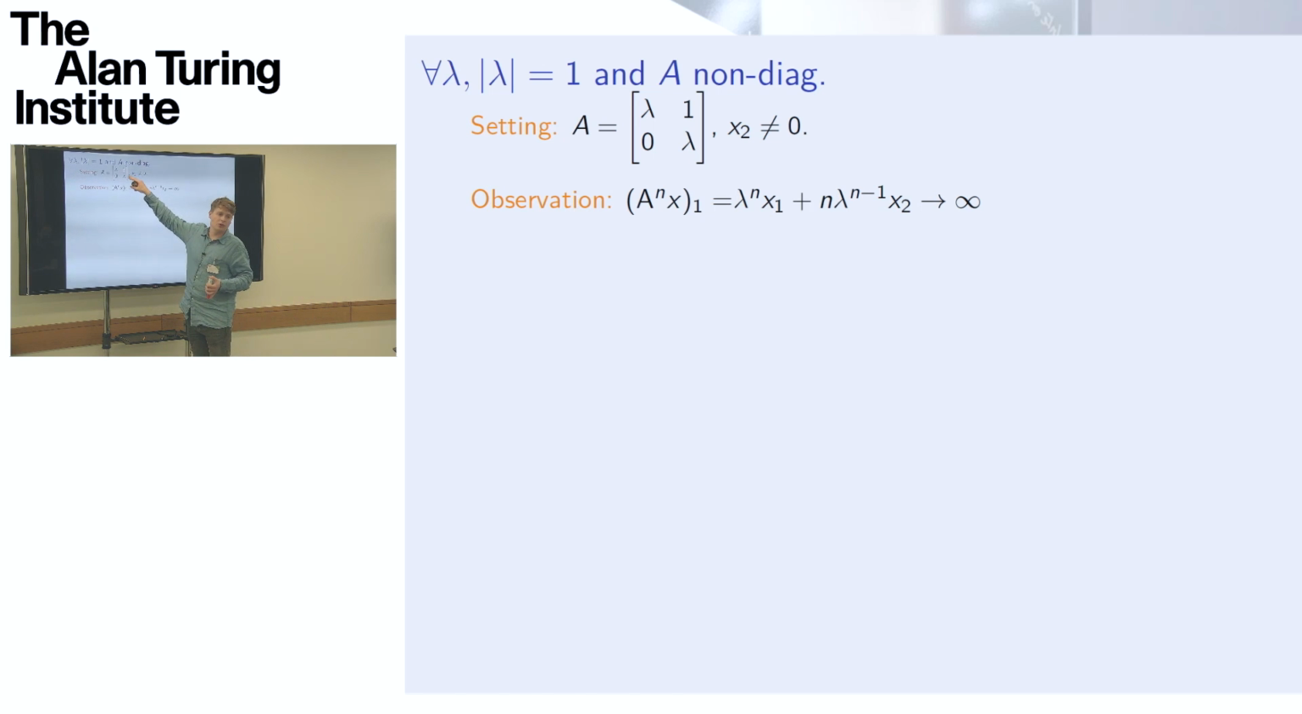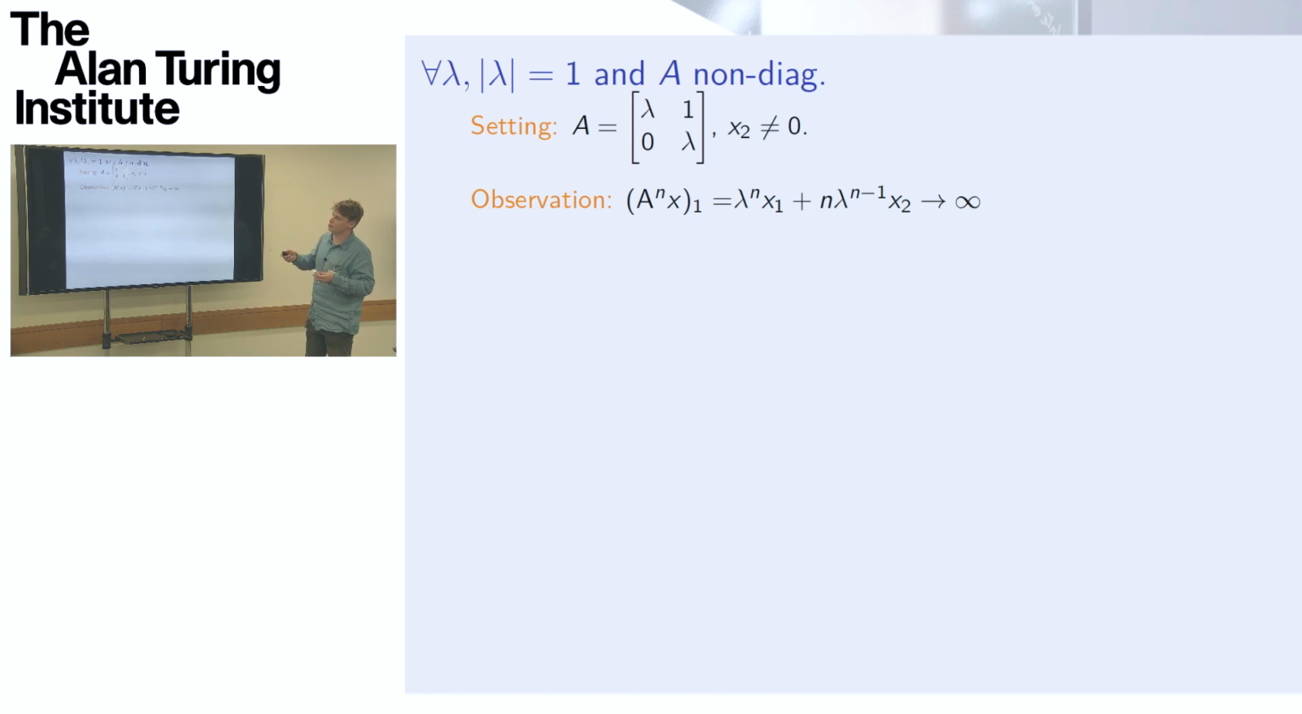Let's just do the reasoning in this small case, but it's the same with a bigger matrix, okay? So what happens? I have x2 that's non-zero. If I look at the orbit, it has this form. Lambda is of modulus 1, so this term is going to remain the same in modulus. But then this term diverges because x2 is non-zero. The n here makes it diverge. And this is what we're going to use to construct our invariant.